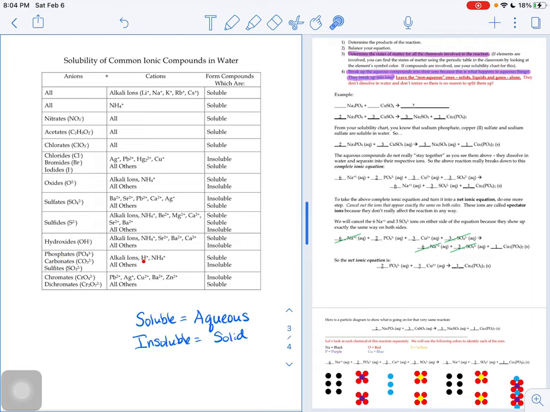Phosphate with alkali ions, hydrogen, and ammonium is soluble. Copper is not an alkali ion. It's not part of this list. It's not hydrogen. It's not ammonium. It's an all others. So phosphate with anything else, insoluble. Copper 2 phosphate is a solid.